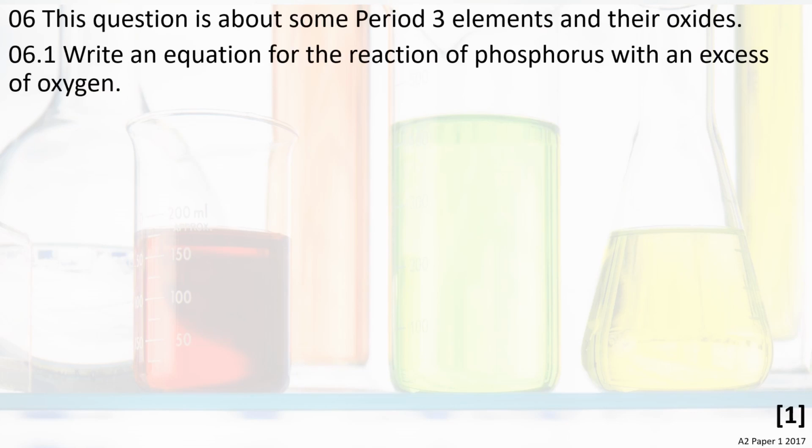Here's the first part of the question. This question is about some period 3 elements and their oxides. Write an equation for the reaction of phosphorus with an excess of oxygen. I recommend that you learn the reactions of the period 3 elements and oxides off by heart.